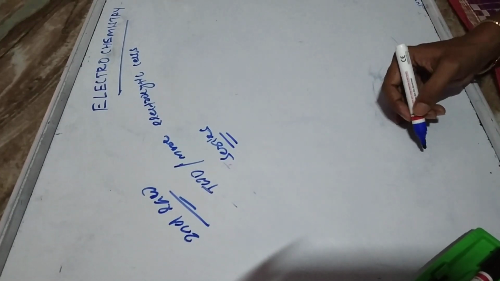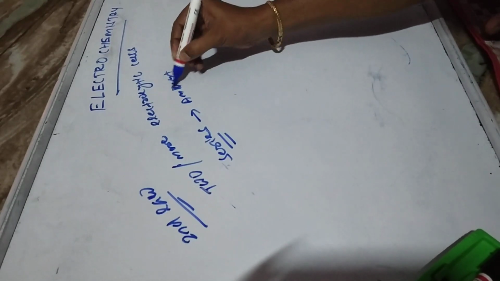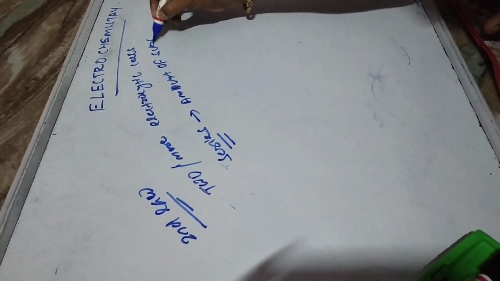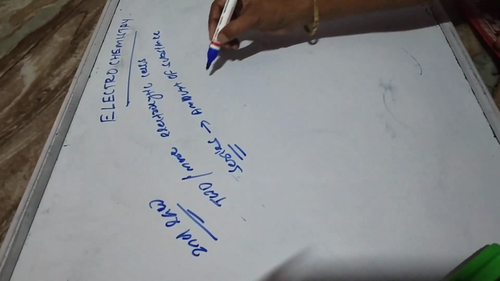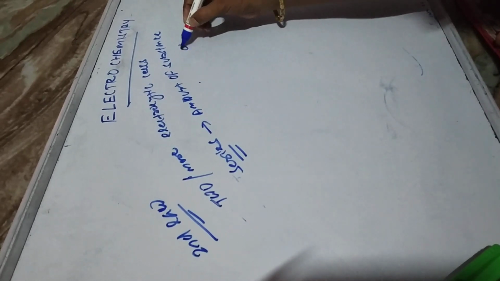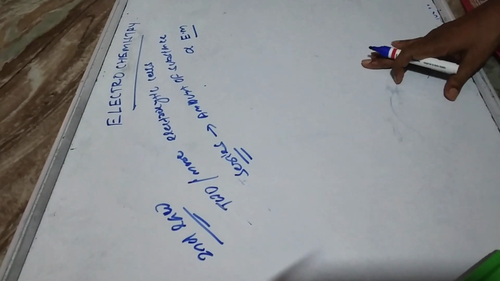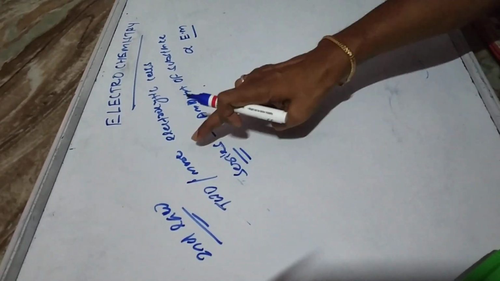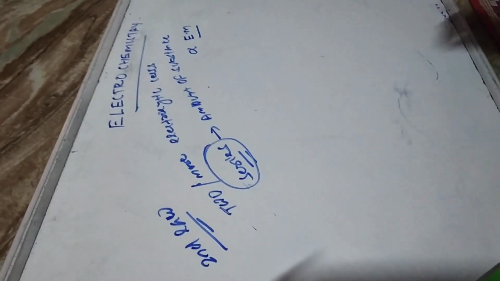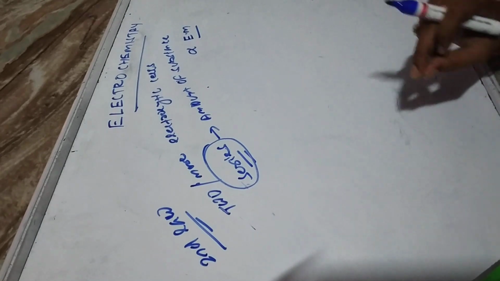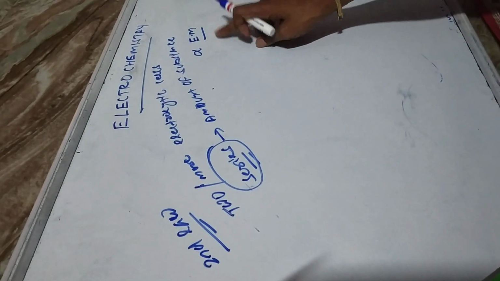When cells are connected in a series, then the amount of substance deposited or liberated is directly proportional to its equivalent mass. So that is the second law. The second law tells us that when two or more electrolytic cells are connected in a series by passing a constant amount of charge, the amount of substance deposited at the electrode is directly proportional to its equivalent mass.